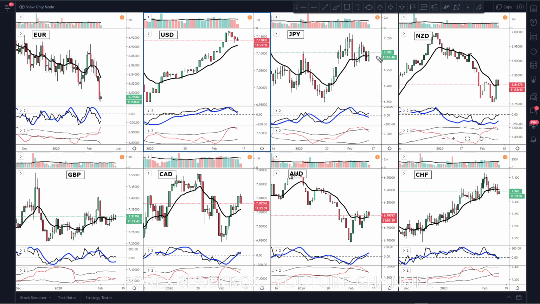We're triangling in yen itself, so we're coming to a final stage to see if it's going to break down or break up. Watch out for yen if the stock market wants to make a big push down.